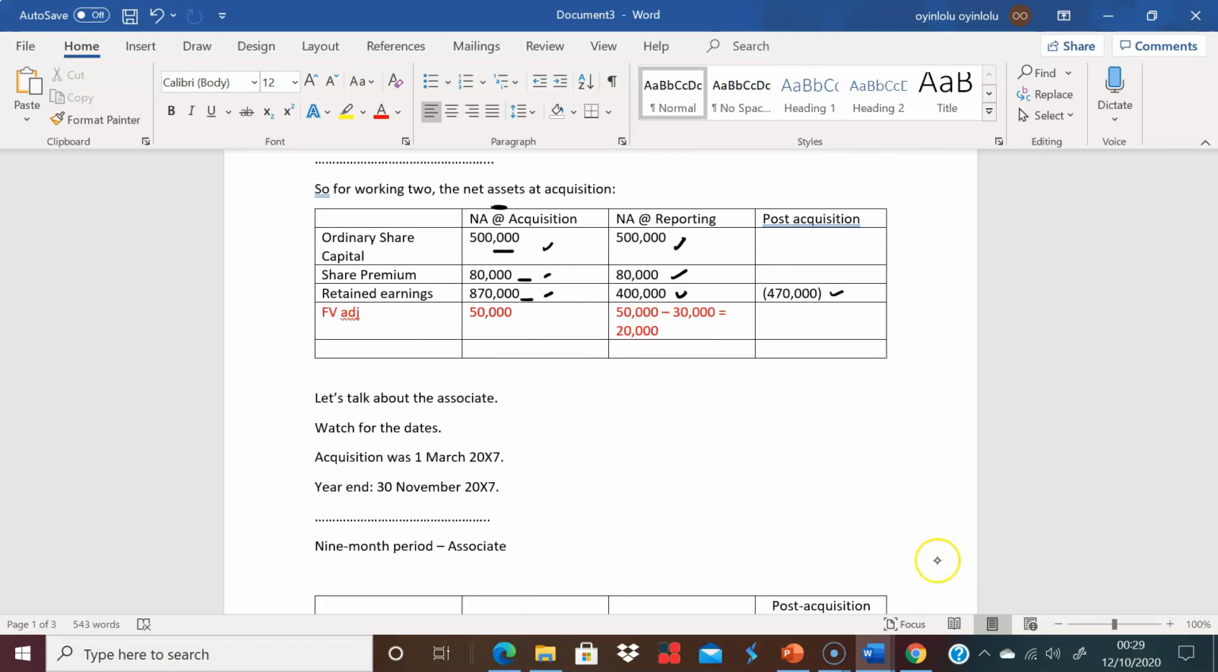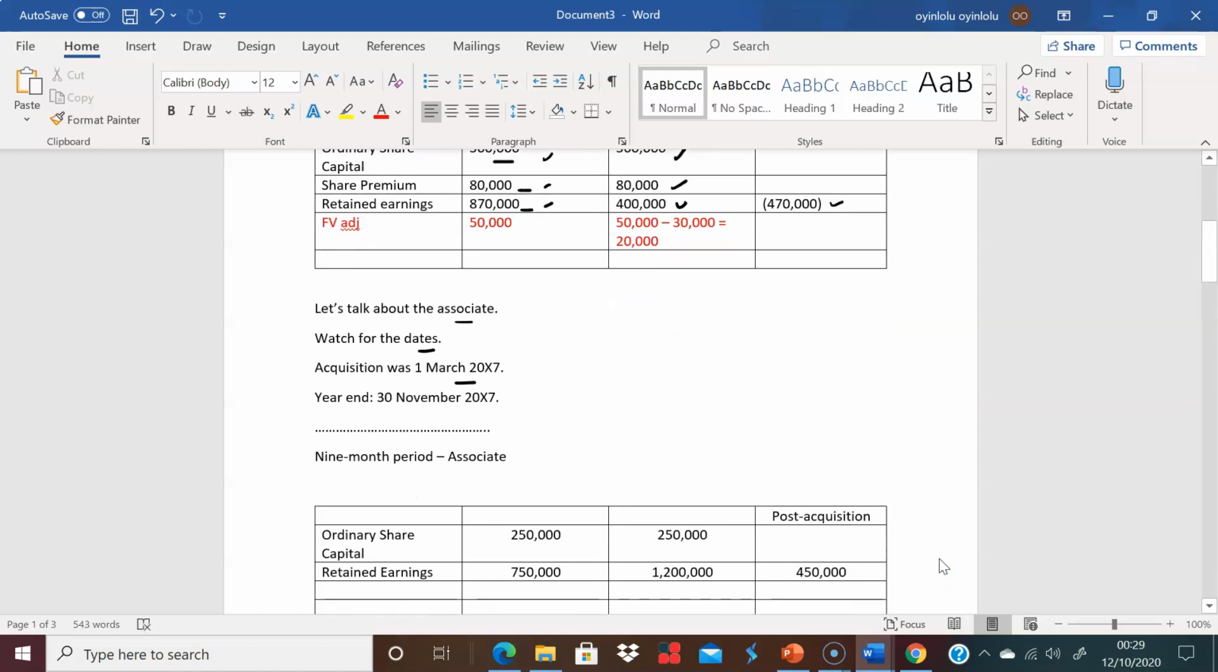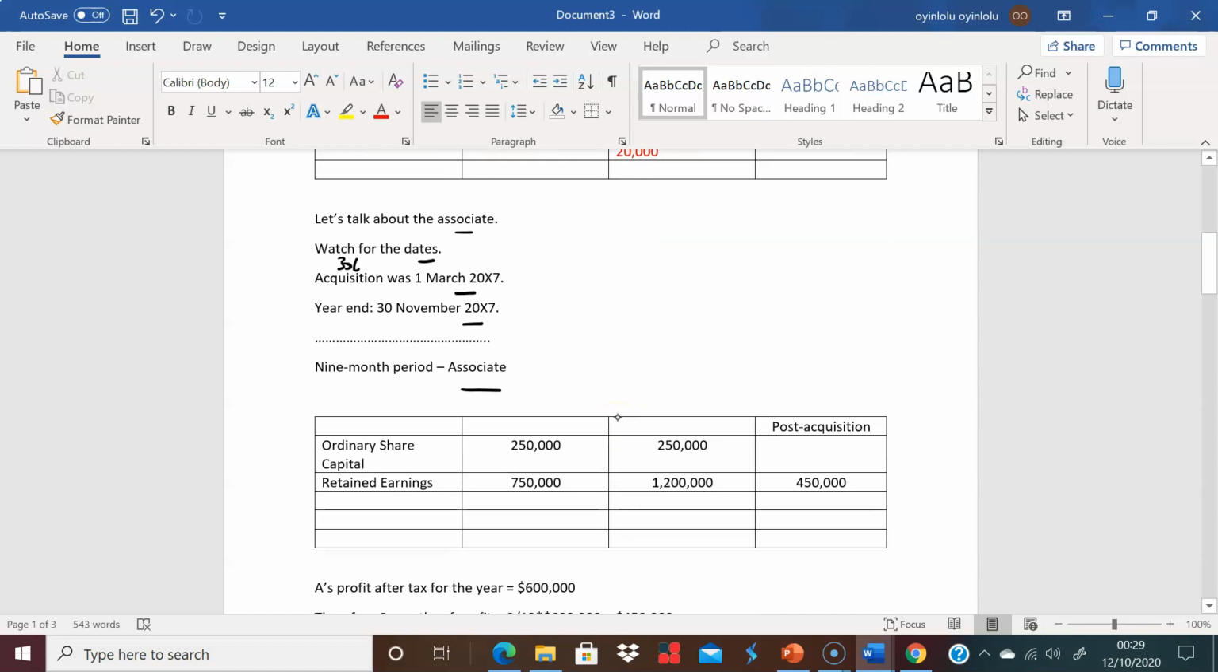Let's talk about the associate. I highlight here, you need to watch for the dates. You acquired them on the 1st of March. Well, not acquired, sorry, your 30% purchase of significant influence, the 1st of March. The year end was the 30th of November. And so we're dealing with a 9-month period, really, of post-tax situation, right?